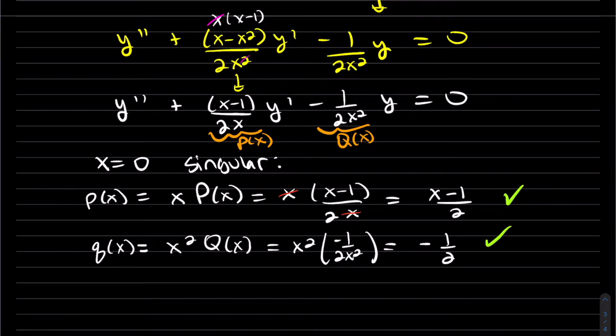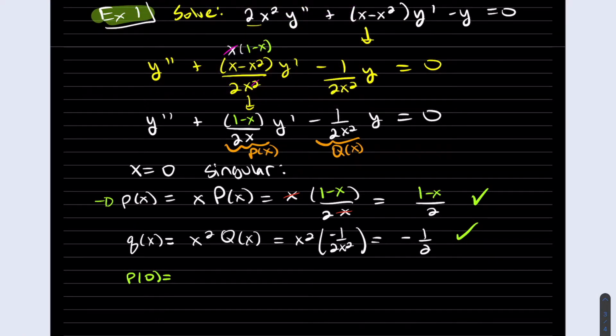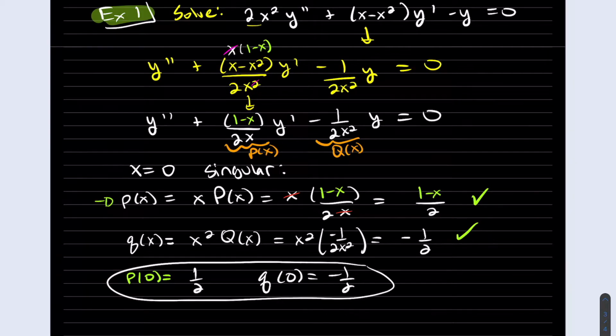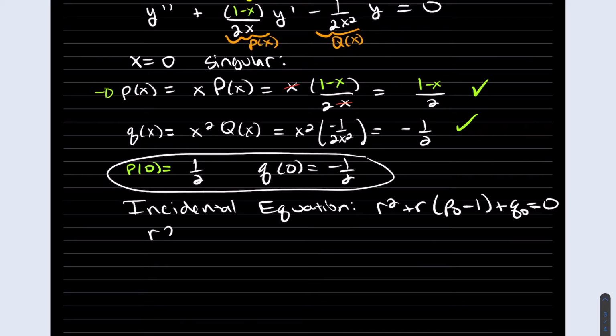We do need our indicial equation, and we're going to need p of 0. We can see here, oh, I have this backwards. This is 1 minus x. Don't want to make that mistake. Did I factor correctly? So when I plug in 0, I actually get 1/2. For q of 0, you always get minus 1/2. So we're going to be using that for the indicial equation to solve for r.